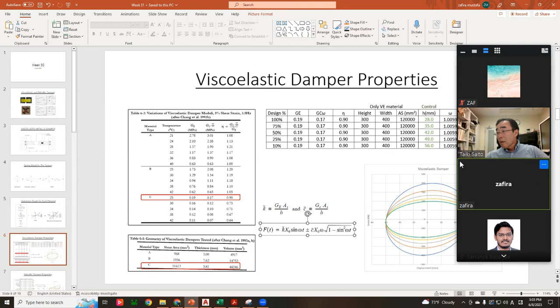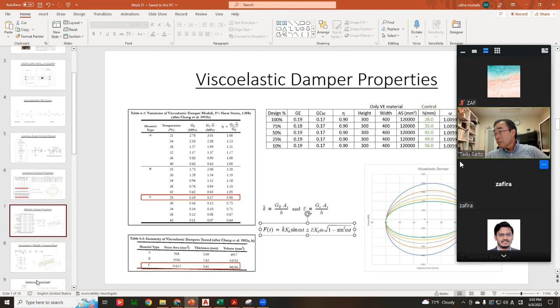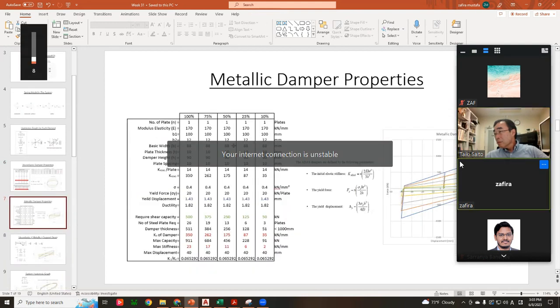So you can see 100%, the blue line, at 400 kilonewtons with displacement 60 millimeter. And when the displacement reduces, the force also reduces. The percentage reduces with the force. This is for the viscoelastic damper, and this one for the metallic temper. Similar design as my master thesis.